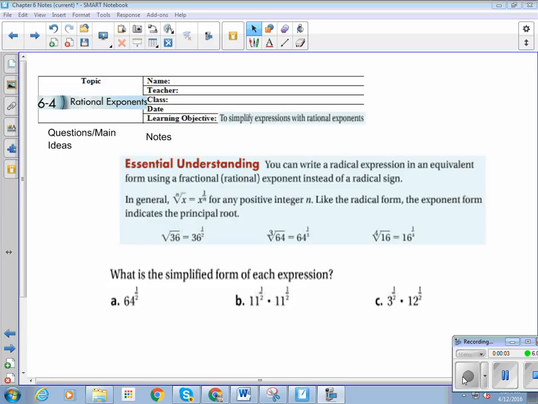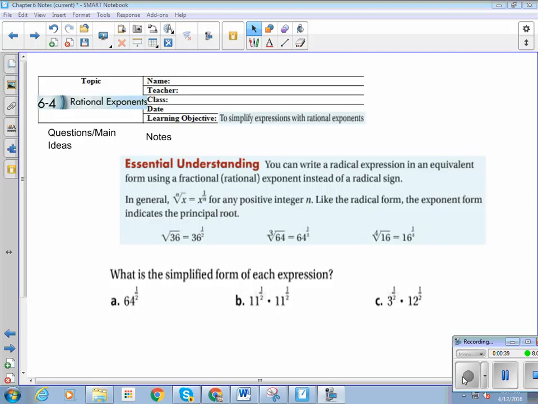So this is Chapter 6, Section 4, Rational Exponents. Our learning objective is to simplify expressions with rational exponents. And usually when we talk about rational, it puts into the possibility a numerator and a denominator. So we're going to be looking for fractions in the exponent. Our essential understanding is you can write a radical expression using a fractional exponent instead of a radical sign.